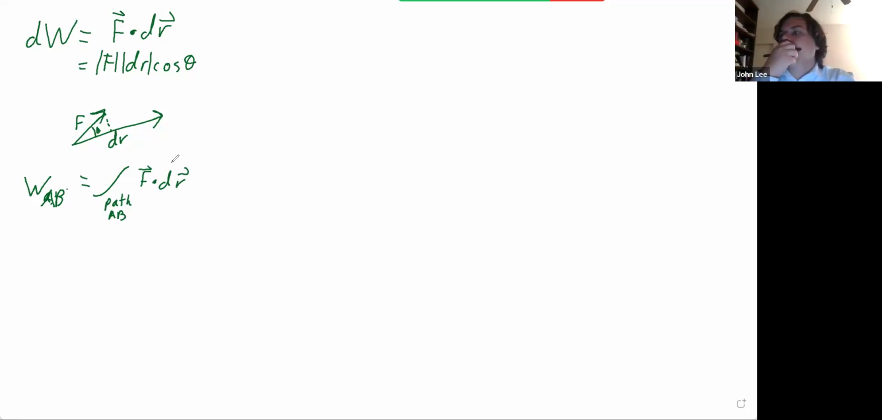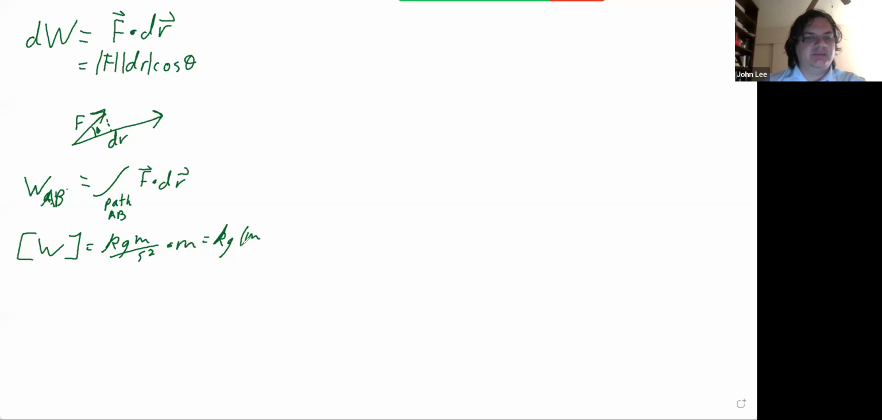So what this means in practice is that we can calculate the work done, which is in units of kilograms meters per second squared times meters, which is kilogram meters squared per second squared, which is a unit called a joule.